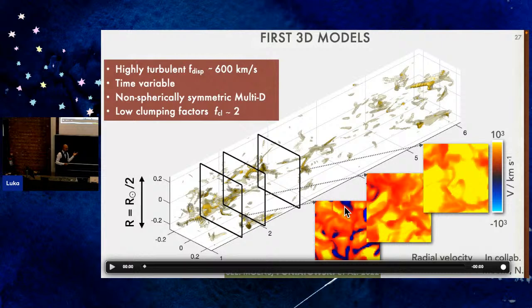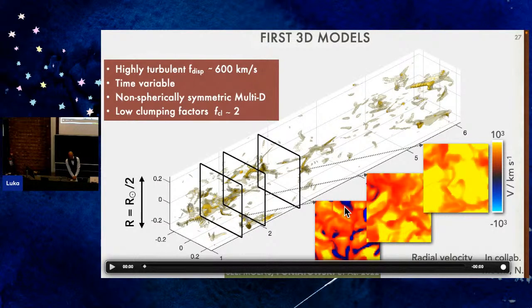As I already mentioned, these are very time variable and non-spherically symmetric outflows. Furthermore, you can see that outflows are structured. There are many regions of enhanced density, many regions of diminished density. However, the so-called clumping factor, which describes how structure compares to the mean density, is quite low, on the order of around 2.